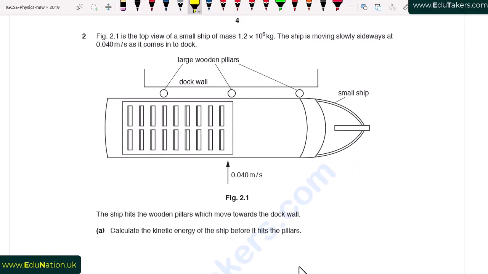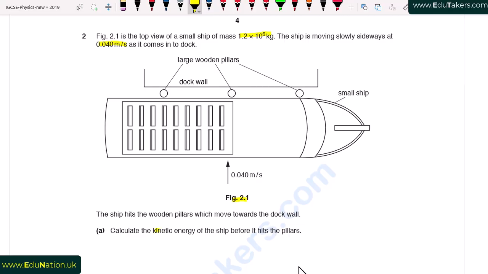Question number 2. Figure 2.1 is the top view of a small ship of mass 1.2 × 10^6 kg. The ship is moving slowly sideways at 0.040 meter per second as it comes into dock. So here is figure 2.1. The ship hits the wooden pillar which moves towards the dock wall. Part A. Calculate the kinetic energy of the ship before it hits the pillar.